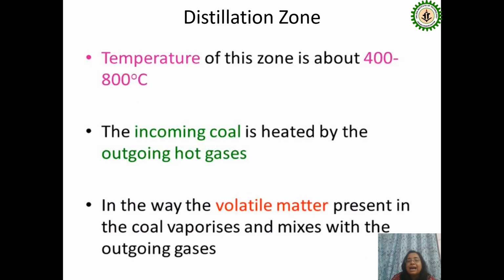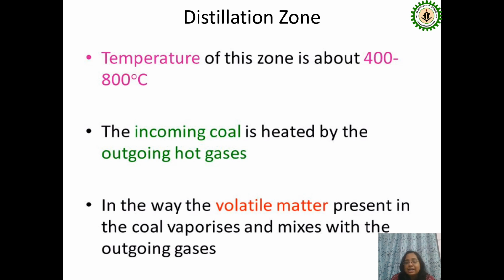Now the last zone is known as the distillation zone. Here the temperature of this zone is around 400 to 800 degrees centigrade. That means in this zone the temperature is much lower than the temperature of the combustion zone and the reduction zone. So what is happening here? The incoming coal is heated by the outgoing hot gases.